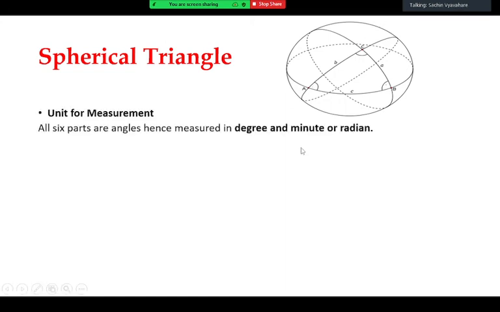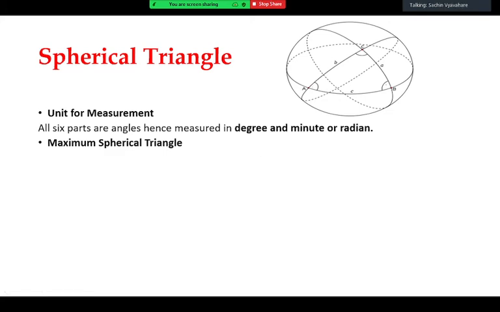Unit for measurement: all 6 parts are given in degrees and minutes or radian only. Even though it is given in radian, we convert that to degrees only. We will do the calculation in degrees. So everywhere we get degrees and minutes only.